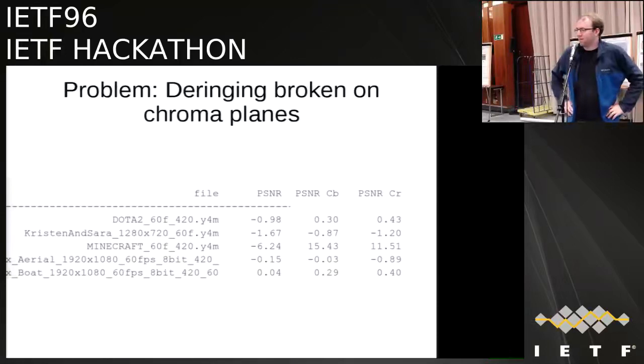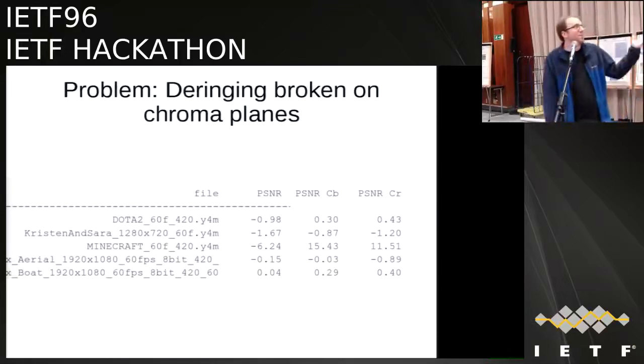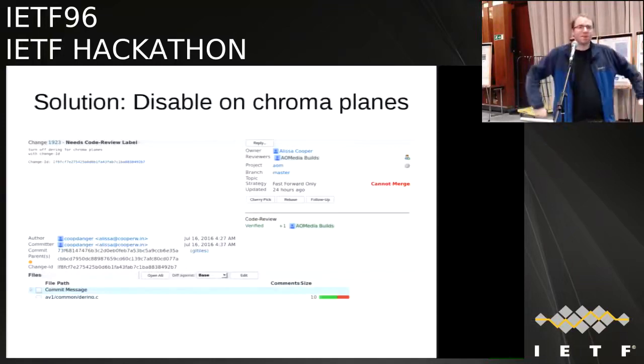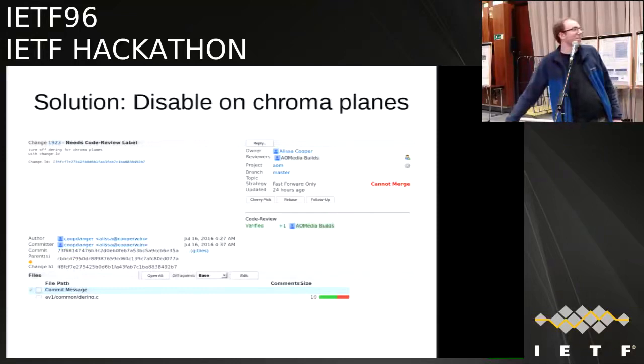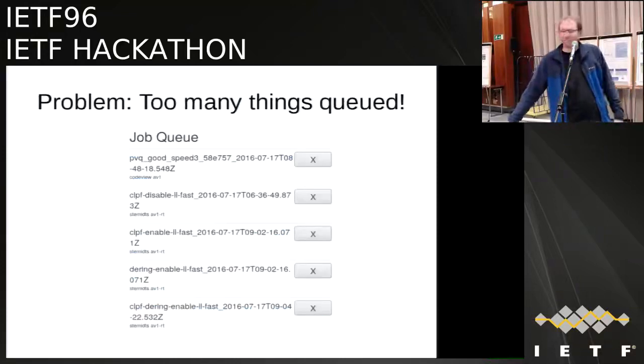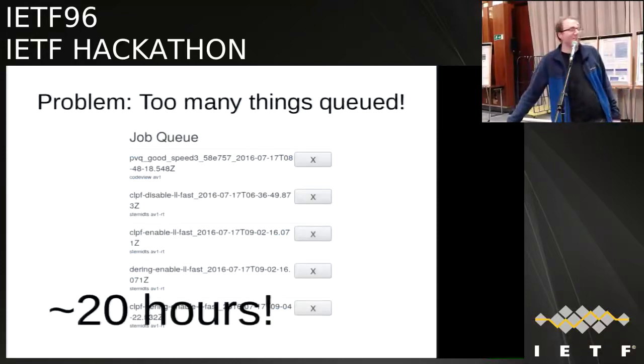Alyssa Cooper worked on a solution, which was simply to disable deringing on chroma planes. So we wrote the patch, submitted it to our magical testing tool, and it is still in the queue. We had a second problem. We have too many things queued. We have 20 hours worth of jobs queued.